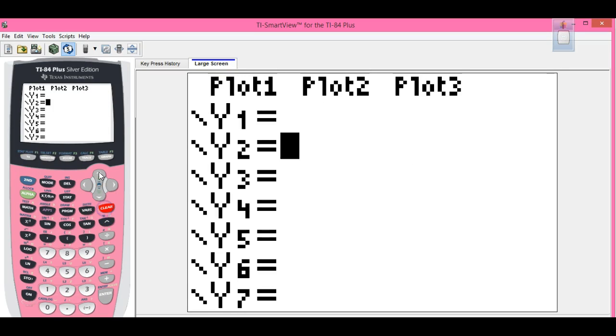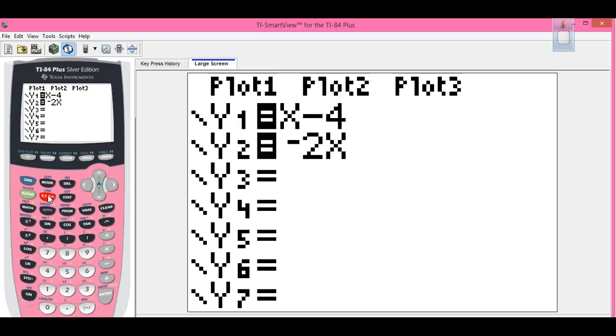Clear out your equations. Top one is what? X minus 4? Minus 4. Bottom one is 2x or negative 2x? Negative 2x plus 11. Graph it.